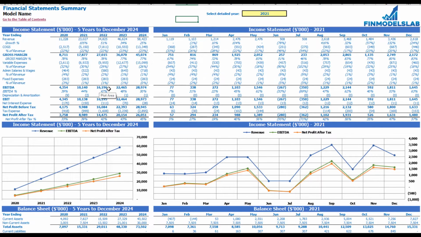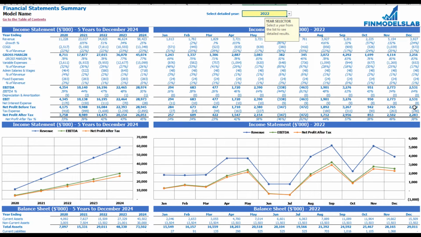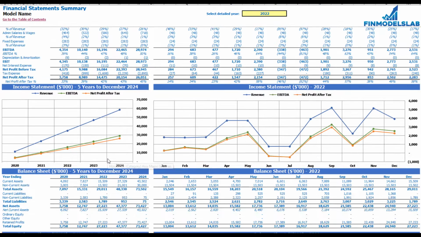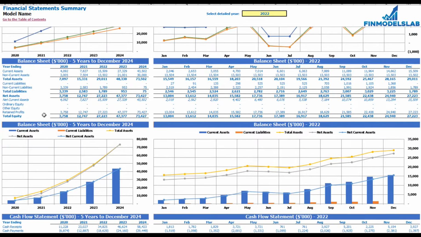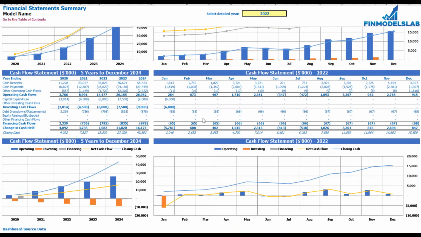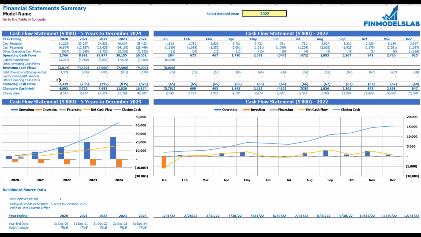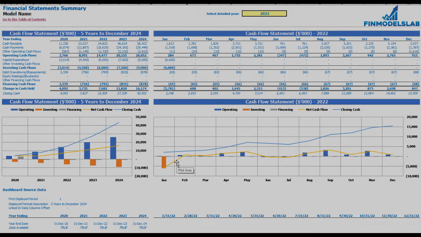The summary of three statements you may find on the Financial Statement Summary tab. On the top you have income statement broken down by 5 years, and the selected year, which you can change here, broken down by months. Below you may see the same information on the chart form. The next set of tables and charts will show you the balance sheet, main KPIs broken down by 5 years and selected year by months. And the last part will show you the cash flow statement breakdown for the 5 years and for 12 months for the selected year, as well as charts with the same information.